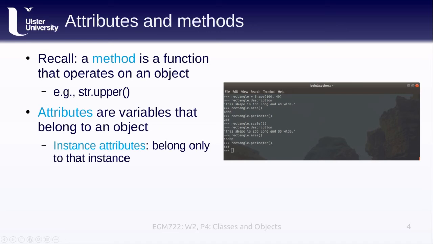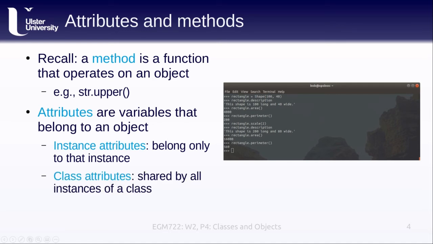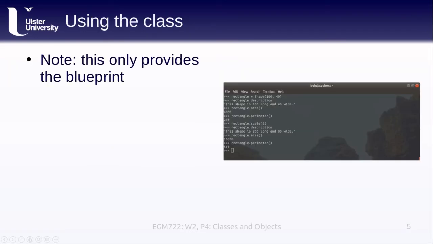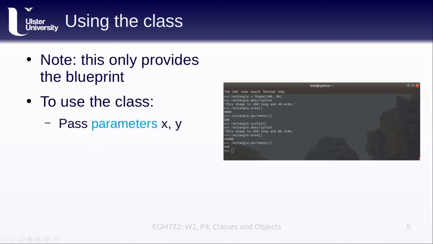And there are 2 different kinds of attributes that you might need to worry about. The first is something called an instance attribute, and that belongs only to that particular instance or that particular object. And there is something called a class attribute, and this is an attribute that is shared by all of the instances of a class. So the class is only providing the blueprint for how to create the object. In order to actually create the object, we need to tell Python what to do. And in this case, we're passing different parameters like length and width to create the shape.